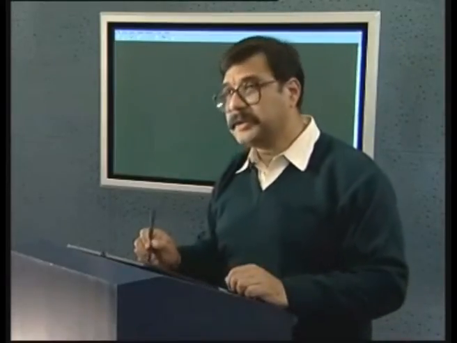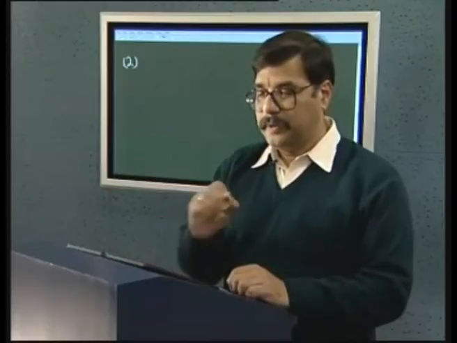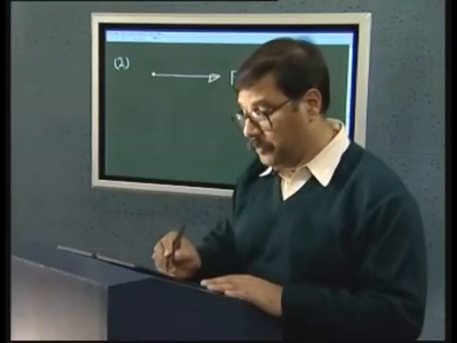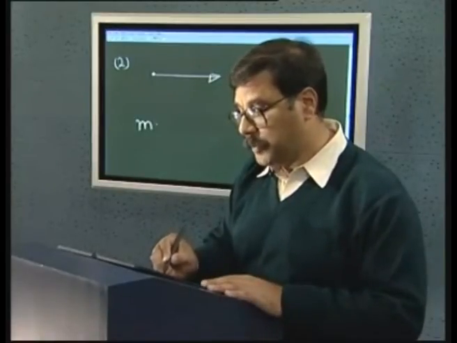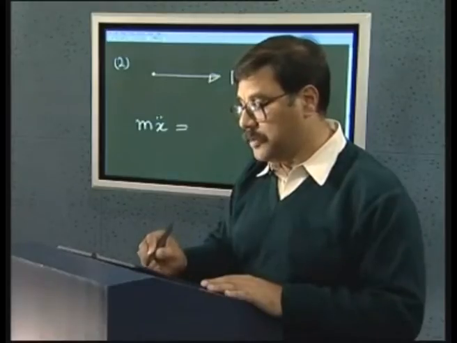Next, let us consider a particle still moving in one dimension, but applied on it is a constant force. So I have a particle, I apply a constant force F again in the x direction, and let there be a drag force minus kv, or minus k x dot, and I want to see how this particle moves. The equation of motion is going to be m x double dot is equal to F minus k x dot.